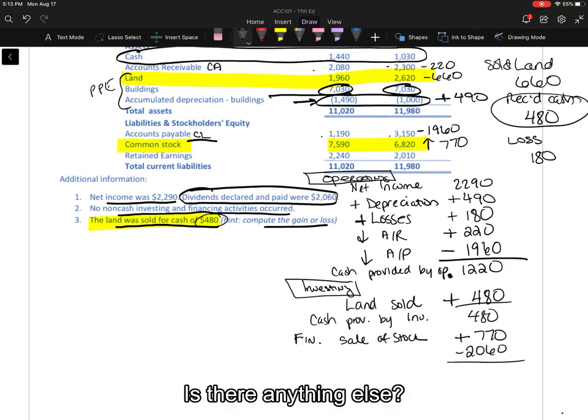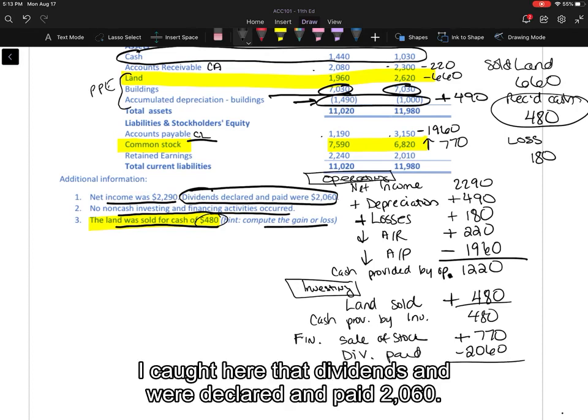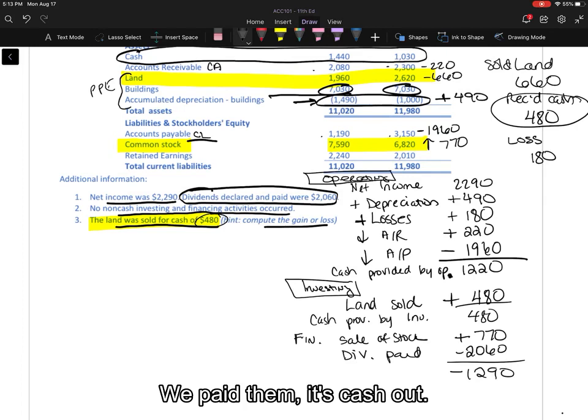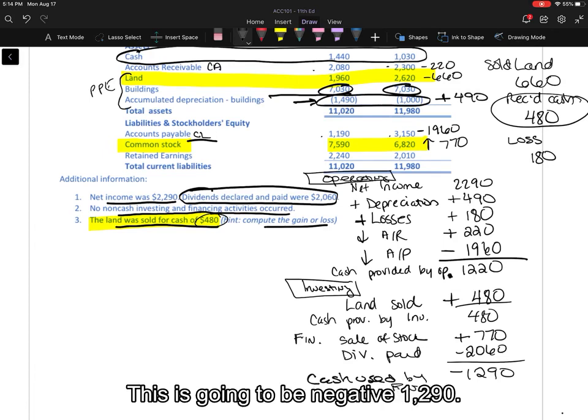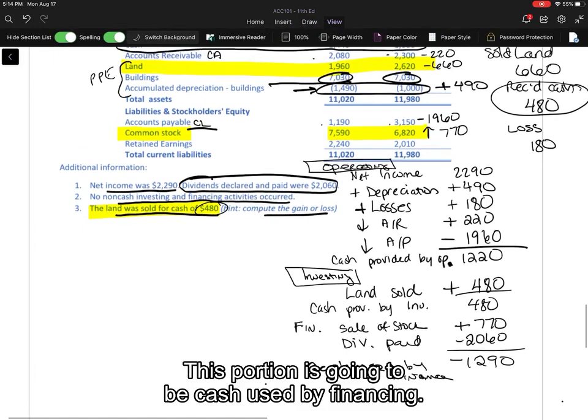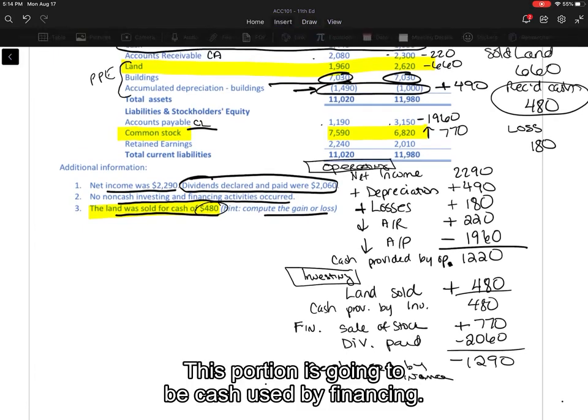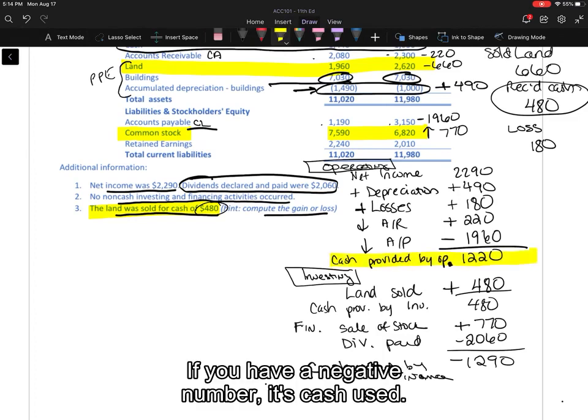Okay, is there anything else? All right, I caught here that dividends were declared and paid $2,060. So if we paid them, it's cash out. So this is going to be negative $12.90. So this portion is going to be cash used by financing. So if you have a negative number, it's cash used.